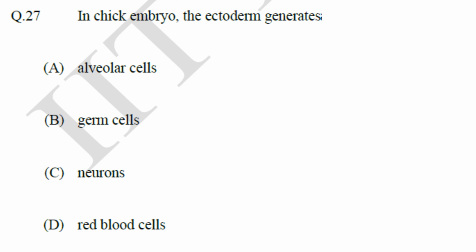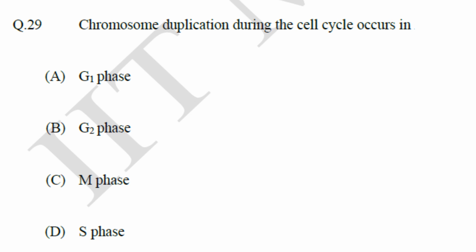Then next one. In chick embryo, the ectoderm generates neurons. Answer is option C. Alveolar cells come from the endoderm, germ cells from the primordial germ cells, and RBCs from the mesoderm. So the ectoderm generates neurons. That is option C. Chromosome duplication during the cell cycle occurs in the S phase. DNA replication is chromosome duplication. So it occurs during the S phase.